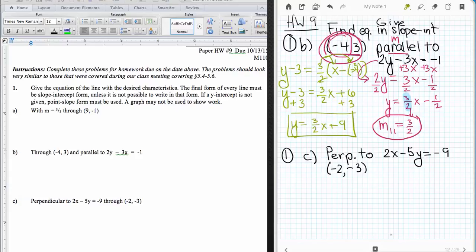All right, now we're going to move on to the next. All right, now moving on to the perpendicular scenario in part C.